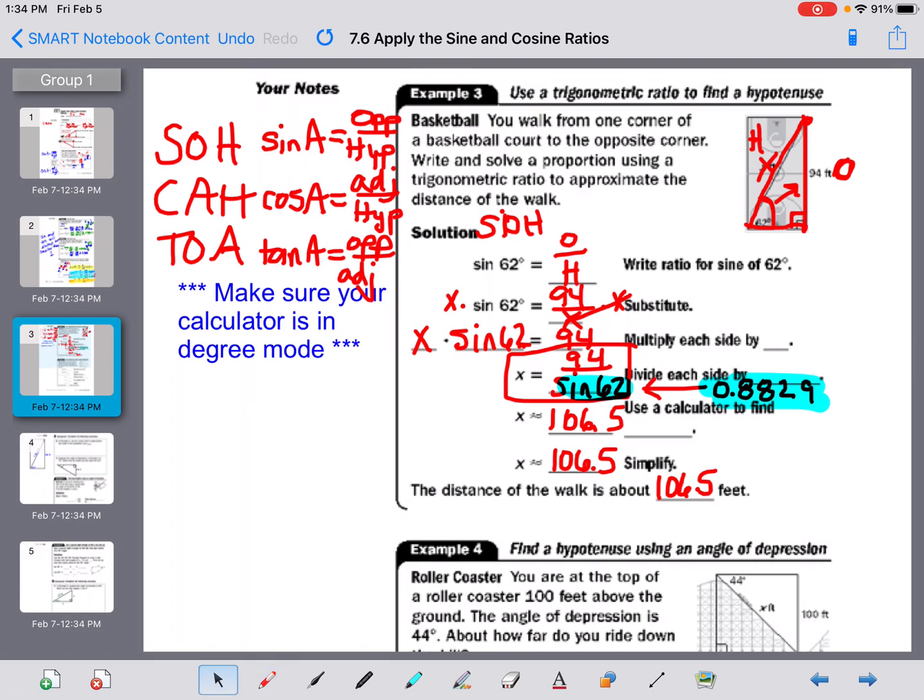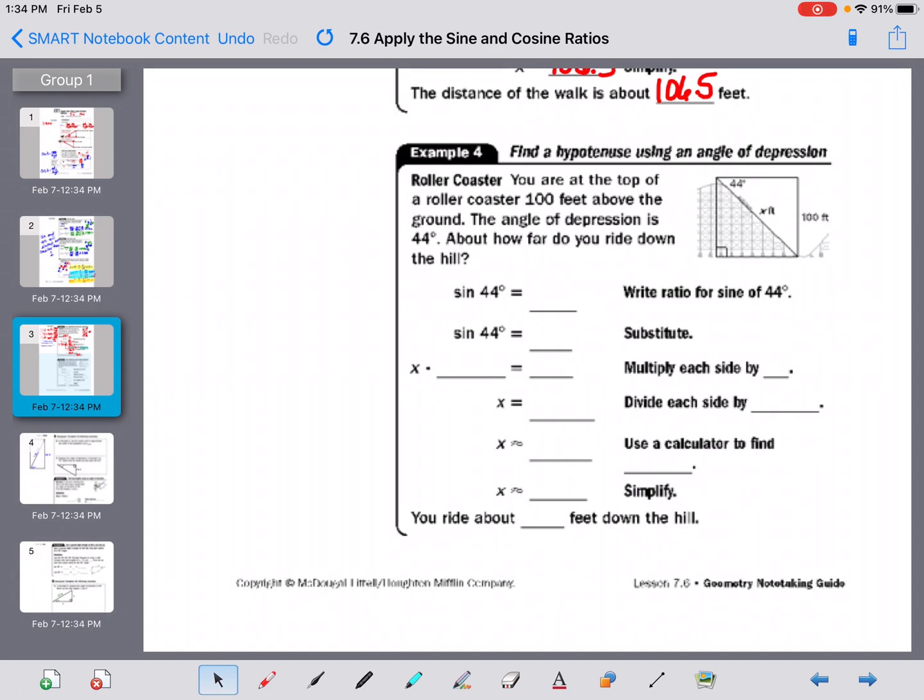All right, so let's try the next one. You're at the top of a roller coaster 100 feet above the ground. The angle of depression, so remember, we're looking straight out with our eyes, but when we look down, okay, this angle of depression is 44 degrees. Our height of this is 100 feet. And remember, we can take this height and move it over here. That's what they did in the picture. And we end up with this nice 90-degree angle. It says, how far down the hill, or how far do you ride down the hill?